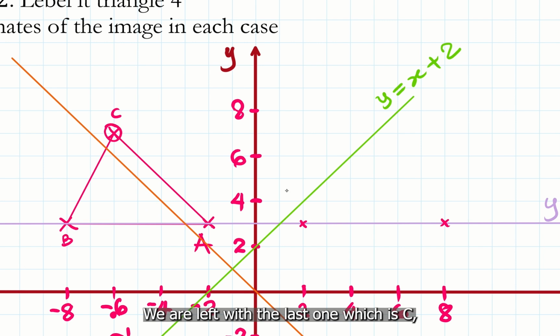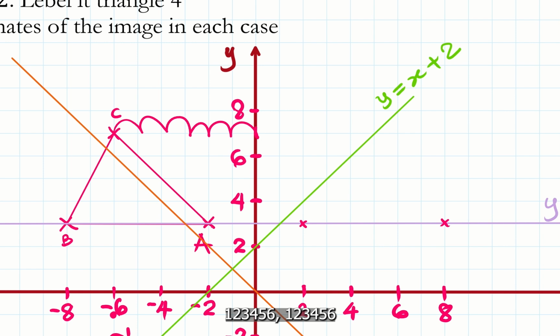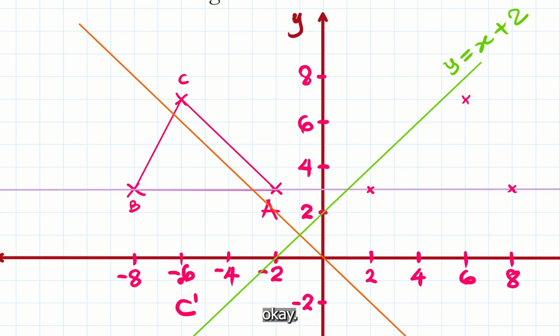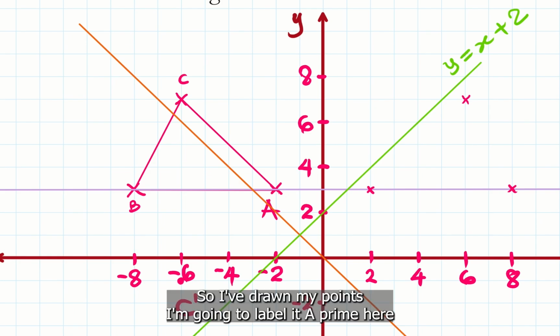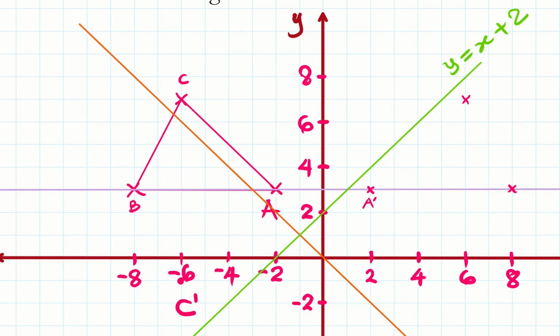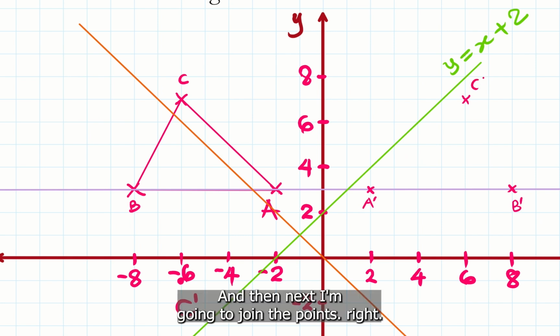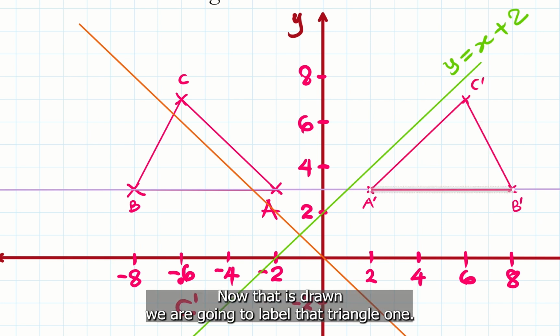We are left with the last point, which is C. 1, 2, 3, 4, 5, 6. Okay. Alright, so I've drawn my points. I'm going to label it A prime here. This one B prime, and this one C prime. And then next I'm going to join the points. Alright, now that is drawn, we are going to label that triangle 1.